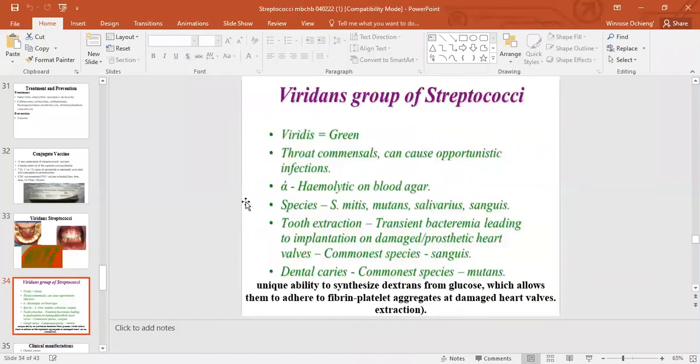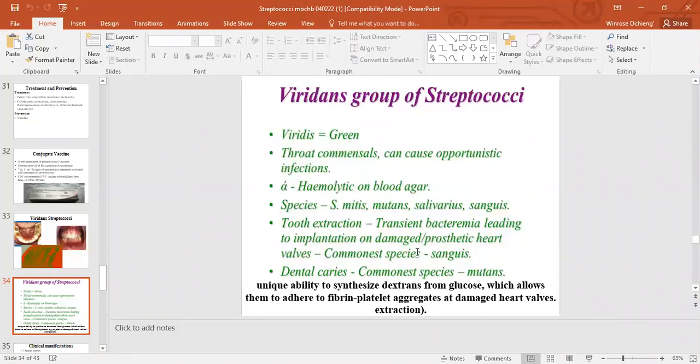Viridis means green. They are also commensals in our throat, but why are we interested? Because sometimes they can cause opportunistic infections. I've just explained that they are alpha hemolytic on blood agar, and this is the group. These are some of the species that fall under the viridans group of streptococci: Streptococcus mitis, Streptococcus mutans, salivarius, and sanguis. Most of the time, they don't bring a problem. They'll just be there as normal flora.